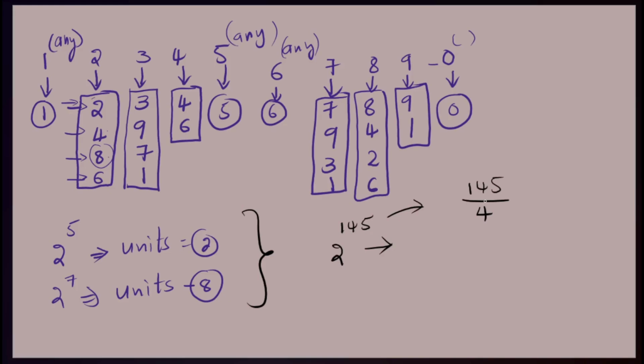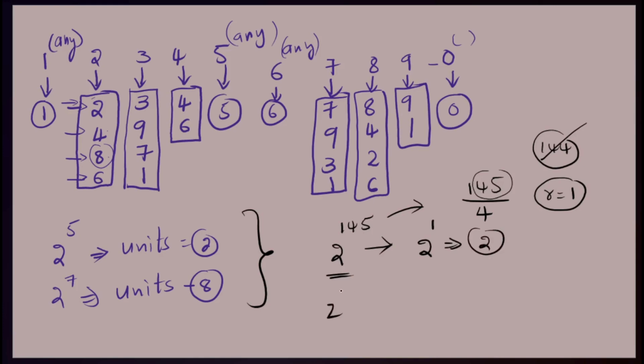If I divide by 4, what is the divisibility rule of 4? The last two digits, right? 44 goes with it. So remainder is 1. So 144 exactly goes with 4, so some fixed cycles are already done. You are left with remainder 1. That means this units digit is the same as 2 power 1, which is nothing but 2.